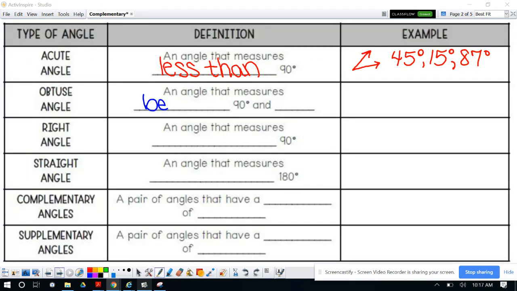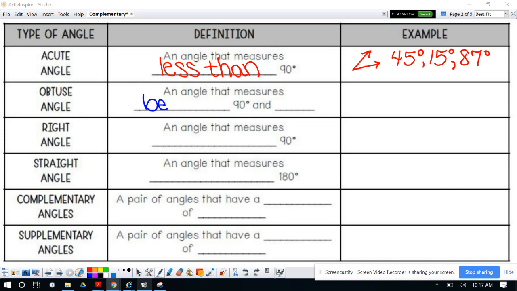Next, we're talking about angle relationships. So types of angles, and I've already started filling this in. An acute angle is an angle that measures less than 90 degrees. So I've drawn a picture of an angle that would be smaller than 90 degrees and given you a few examples, such as 45 degrees, 15 degrees, 87 degrees, anything that is smaller than 90 degrees.